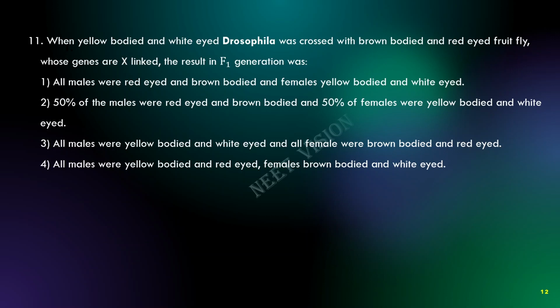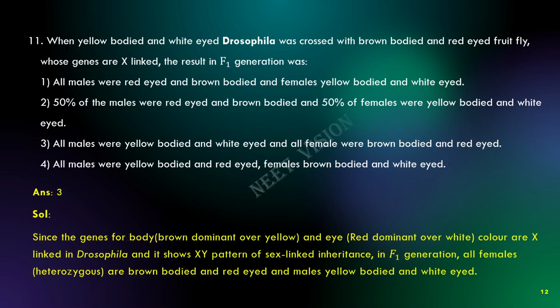All males were yellow-bodied and white-eyed. This is correct. And all females were brown-bodied and red-eyed. Third option must be the correct one. Let us see the answer. Third one. The genes for body color, brown dominant over yellow, and eye color, red dominant over white, are X-linked in Drosophila, and it shows the XY pattern of X-linked inheritance. In the F1 generation, all females that are heterozygous are brown-bodied and red-eyed, and males are yellow-bodied and white-eyed. Coming to the next question.